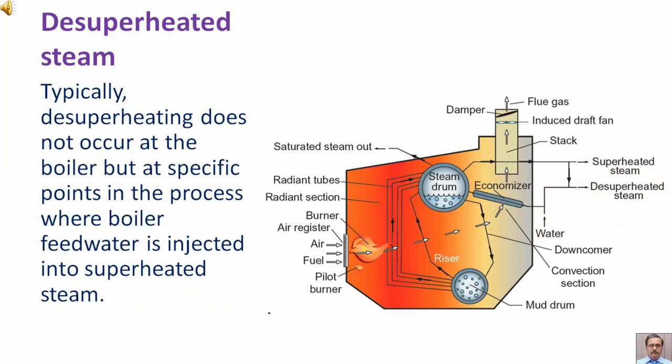Typically, desuperheating does not occur at the boiler but at specific points in the process where boiler feed water is injected into superheated steam. So here in this diagram we can see that the desuperheater is outside the boiler and feed water is being injected into superheated steam and the outcome is desuperheated steam.